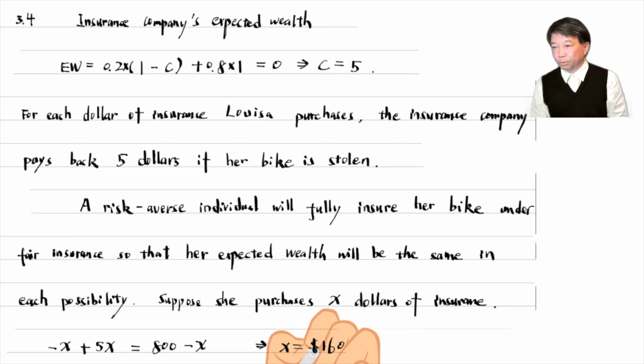The full insurance shifts all risk to the insurance company. If Louisa is risk-averse and the insurance company is risk-neutral, the arrangement is efficient in risk-bearing. If we observe Louisa buy partial insurance, it is inefficient in risk-bearing, but it alleviates the moral hazard problem. It is a trade-off between them.